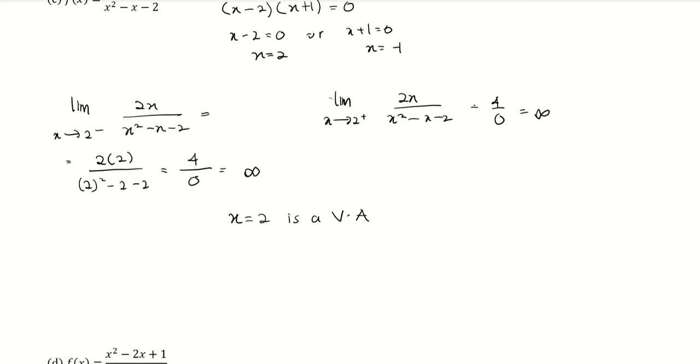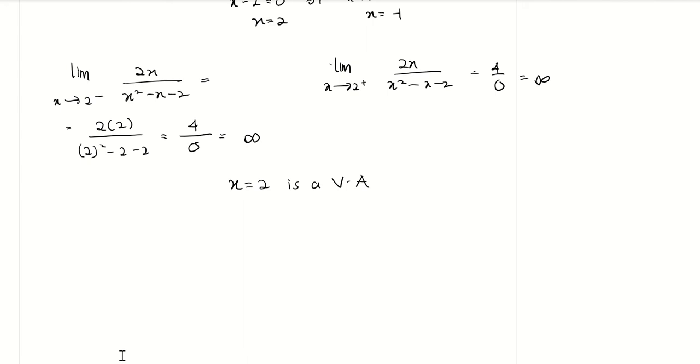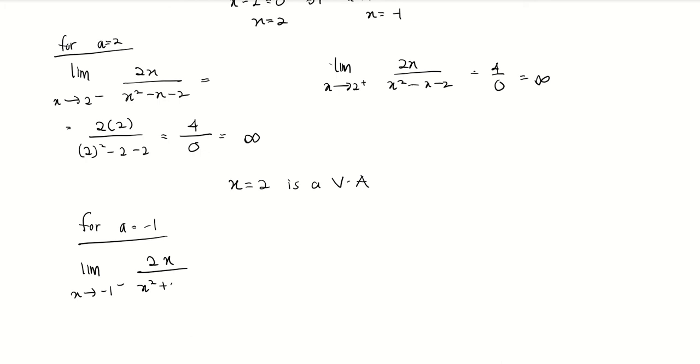Now we're going to check the second a, which is negative 1. Before, a equals 2, and now we're going to check a equals negative 1. So we need to find the limit as x approaches negative 1 from the left, and also the limit as x approaches negative 1 from the right.